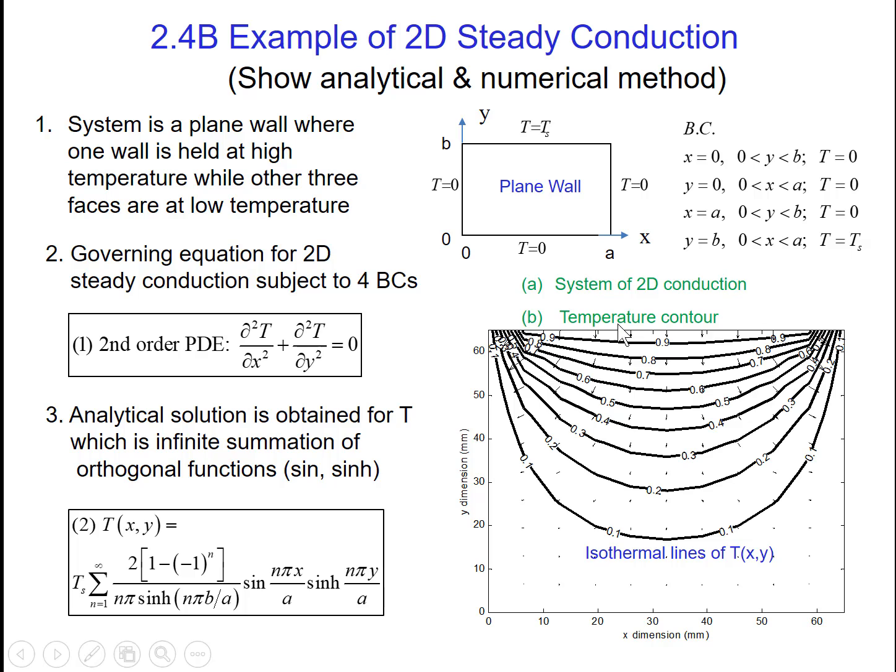Fourth, this is the temperature contour with the solid lines represent constant temperature. If you draw the heat flux, which is perpendicular to the constant temperature line, the conduction is in the x direction as well as in the y direction.